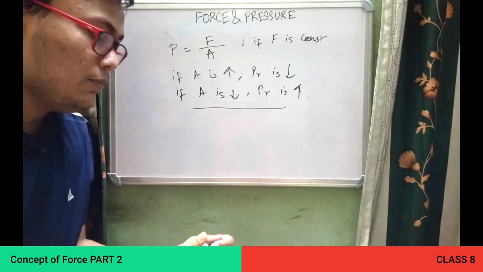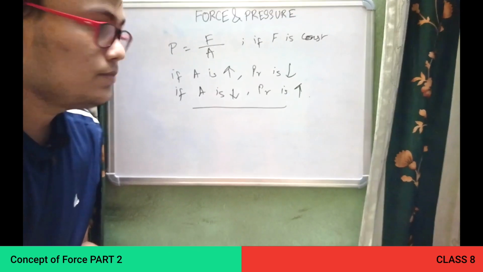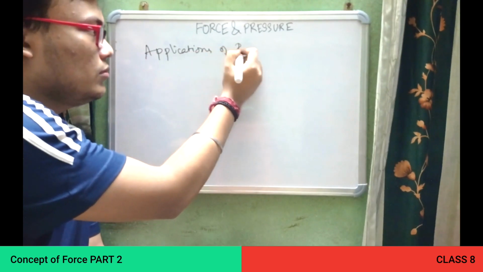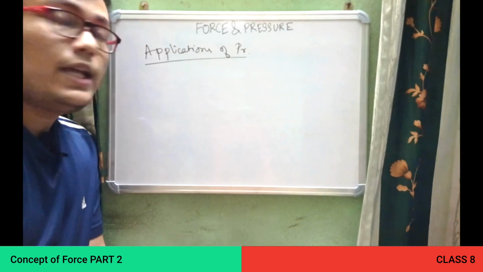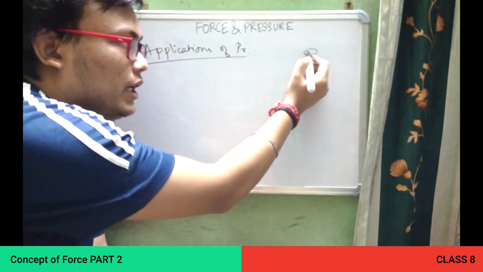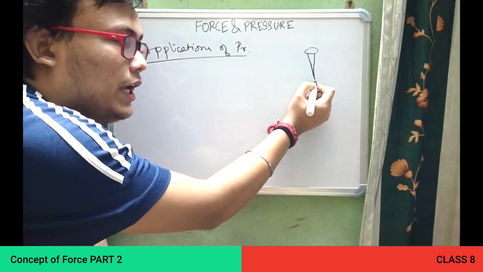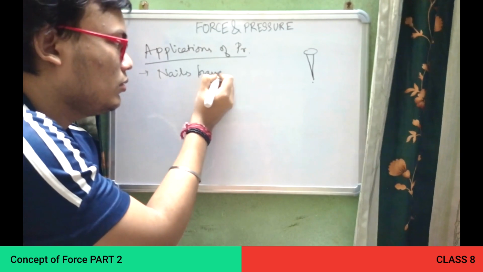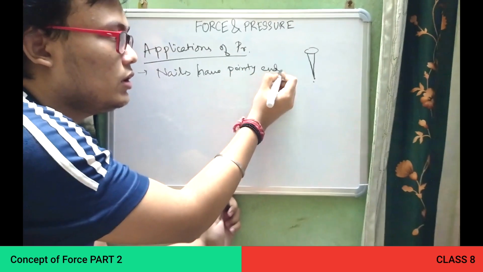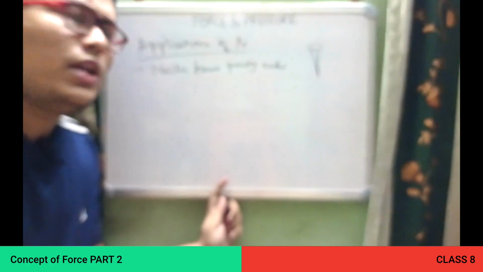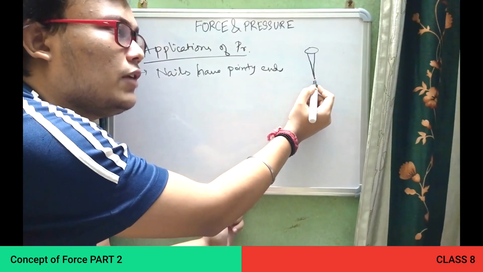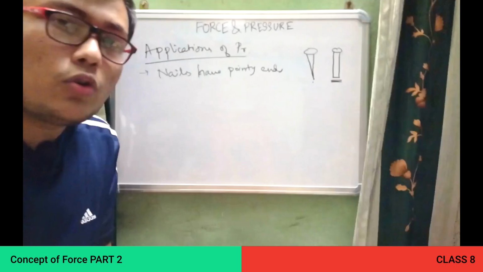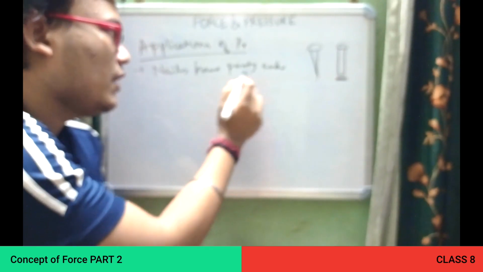So this theory is very important while discussing the applications of pressure. The first application is that nails are made sharp. The nails have a pointy end. This is because the area becomes very small, so we have to apply much less force to apply a bigger pressure. If the nails have blunt ends, the area will be much more and we have to apply more force to apply the same pressure. So the first application is that nails have pointy ends.